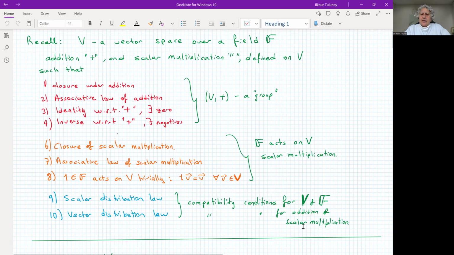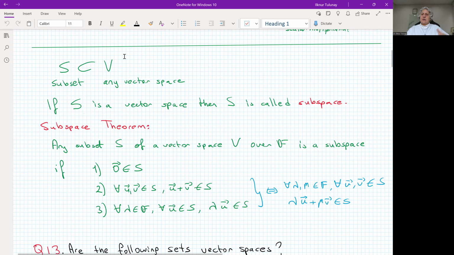And now, subspace. You have a subset and you have a vector space. So V is a vector space and you're thinking of a subset. If that subset satisfies certain conditions, then we call it a subspace. Or, if the subset is a vector space, we call it a subspace. Since we know the bigger set is a vector space, it is easier to prove that the subset is a vector space, or another way of saying it, a subspace. We are going to use the subspace theorem for it.